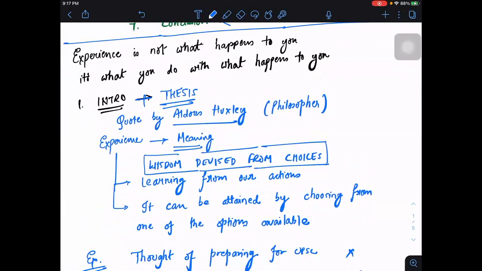The quote by Aldous Huxley can be missed. I have just given you the factual content that can be missed, because everyone cannot remember this particular name, but your understanding should get highlighted in the thesis itself, the core understanding, right?